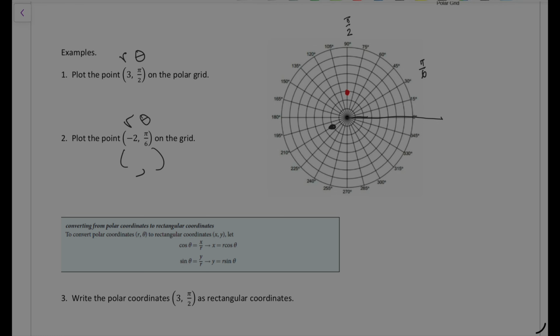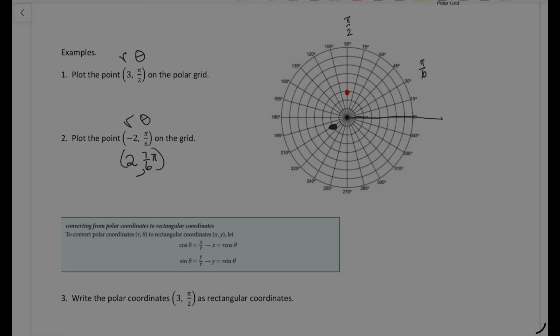Now, instead of saying (-2, pi over 6), we could say +2 in the direction of 7 pi over 6, because that is where that coordinate is with a positive R value. Okay? So negative R means you go the opposite direction. And we can certainly rewrite polar coordinates many different ways, as you see here with just 2 different ways.